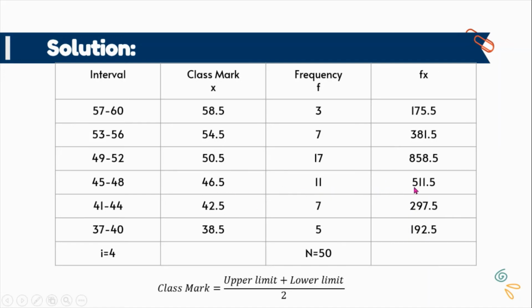46.5 times 11, that's 511.5. 42.5 times 7, that's 297.5. And 38.5 times 5, that's 192.5. So get the sum of the product of the frequency and the class mark. So that's summation of Fx is equal to 2,470. It's just the total or the sum of this Fx here.